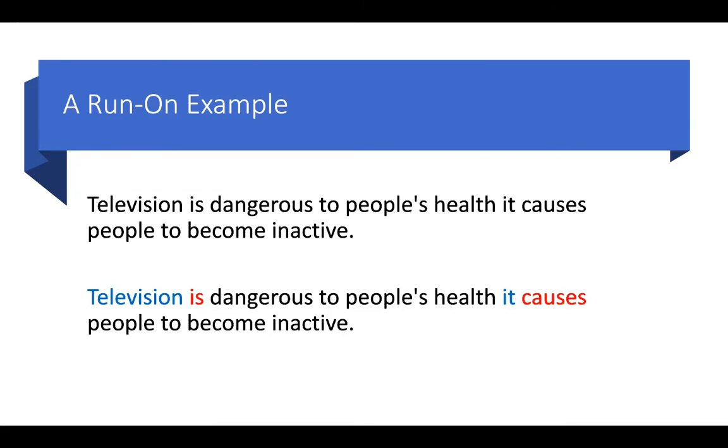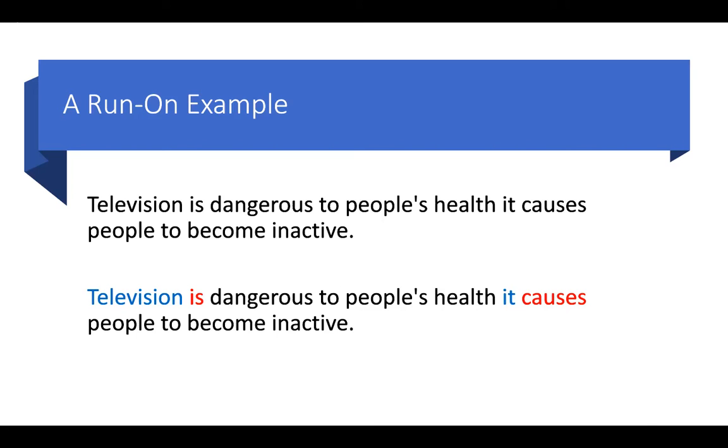So in this case, we have our run-on sentence. Television is dangerous to people's health. It causes people to become inactive. Okay, that's a run-on. Now we have to determine where the split between the 2 sentences is before we can fix it. One of my favorite ways is to read it really fast, and only pause when there are periods or commas. That usually can help you figure it out. But if you need a little more help, figure out what the subjects and the verbs are. So the subject of this first part, in blue, is television.